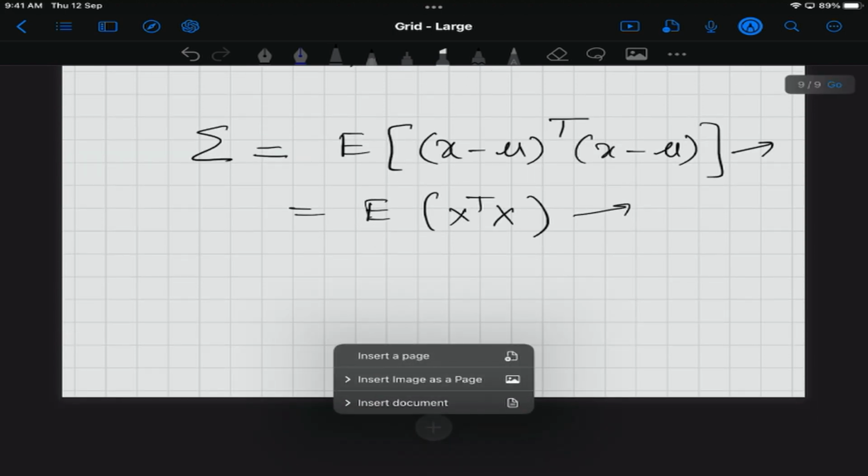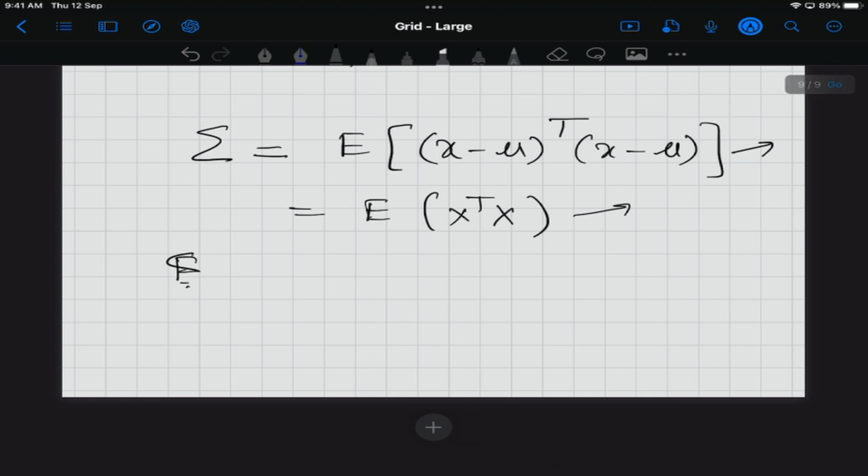Fine. So my covariance will become singular in two cases. One is linear dependency, and another is when you have very few samples compared to the number of variables or the dimension. Okay. And any other case where your covariance matrix becomes singular? Any other case?